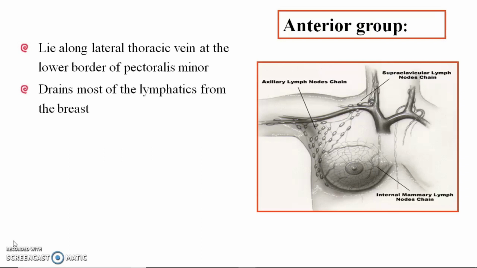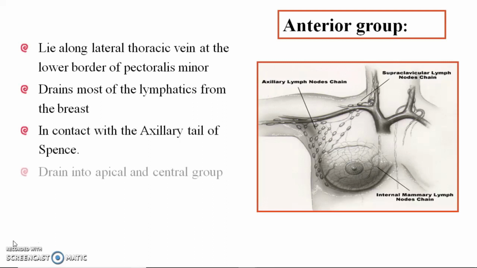It is going to drain most of the lymphatics from the mammary gland, and it is going to be in contact with the axillary tail of Spence, and it again gets drained into the central and apical groups of lymph nodes. So these are the afferents coming from the mammary gland, and after draining into these anterior lymph nodes, the efferents are going to get drained from this anterior axillary lymph node to the apical and central part.